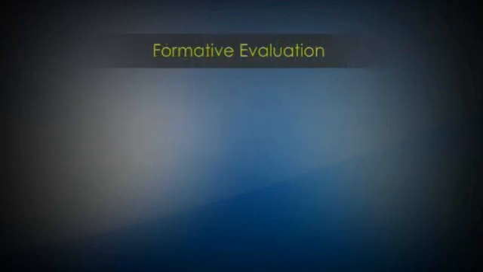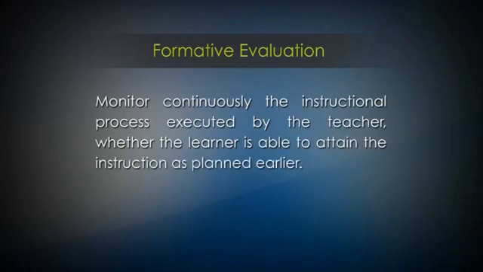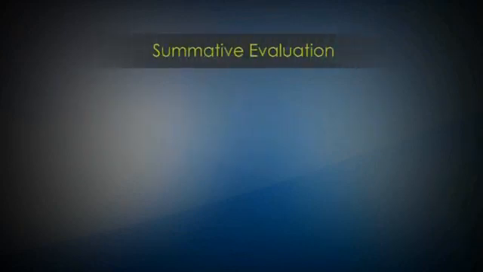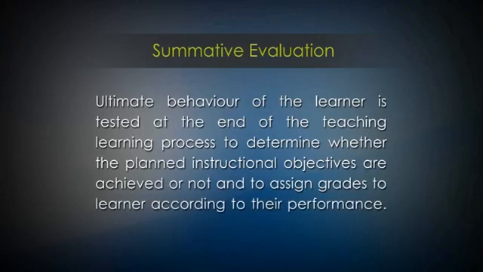Formative evaluation is used to monitor continuously the instructional process executed by the teacher, whether the learner is able to attain the instruction as planned earlier. Then we have summative evaluation, where the ultimate behavior of the learner is tested at the end of the teaching learning process to determine whether the planned instructional objectives are achieved or not, and to assign grades to learners according to their performance.